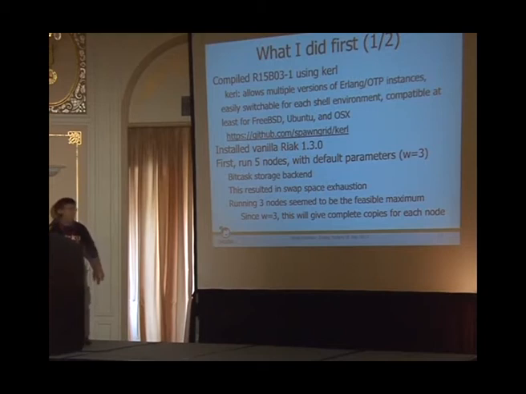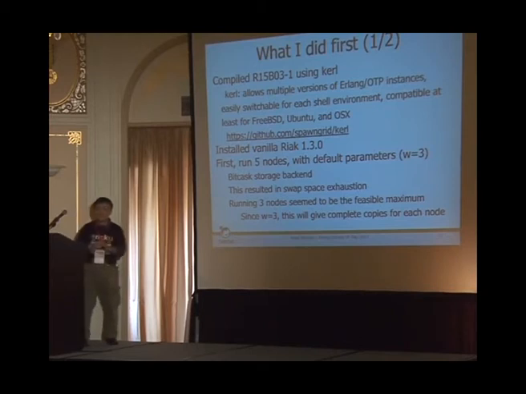And I installed vanilla Riak first and tried to run 5 nodes on just 8 gigabytes of memory. First, without data, it worked very smoothly. But as a lot of data comes in, the data gets bigger and bigger, and each instance has become maybe 500 megabytes or 1 gigabyte in actual memory.